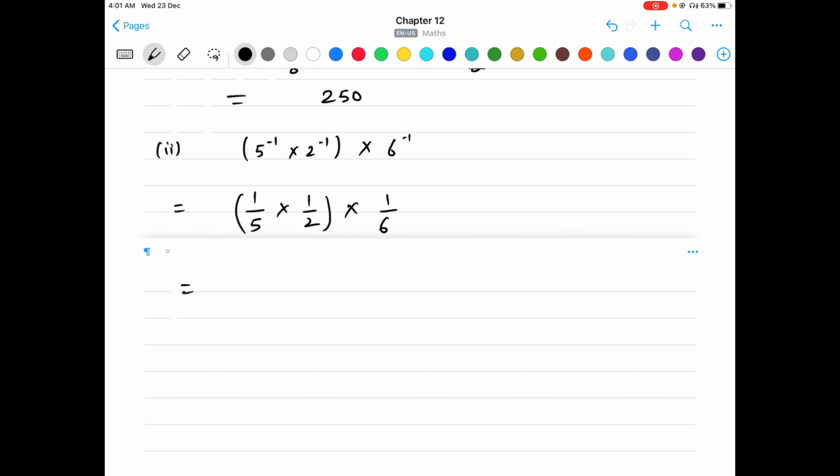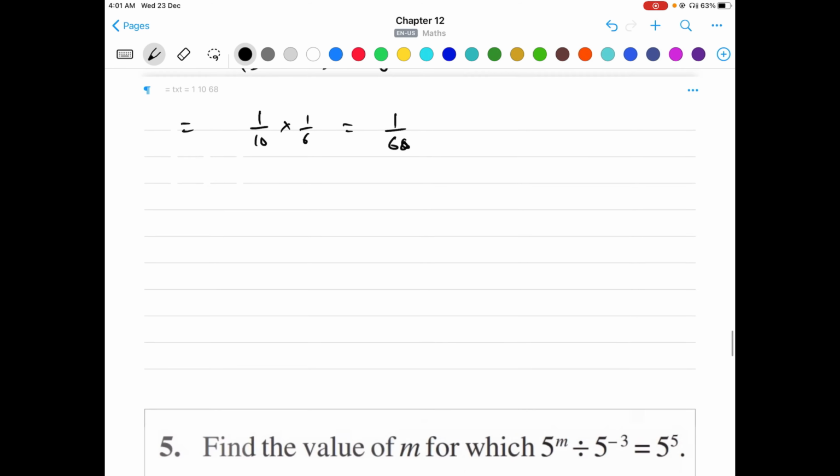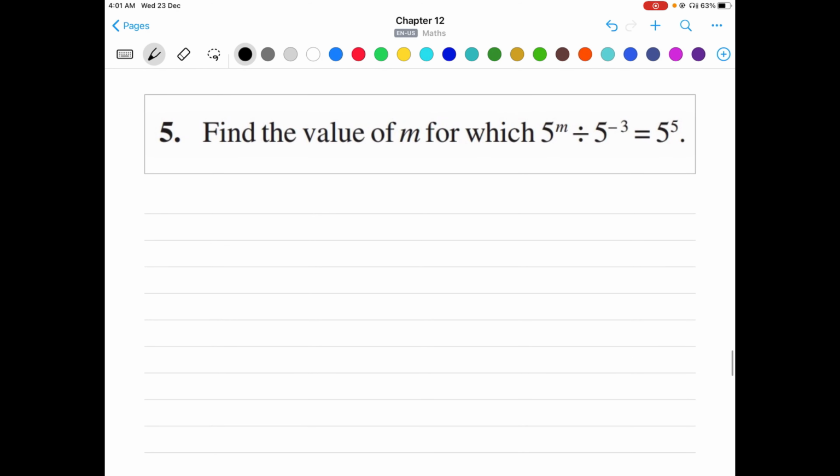Now let's multiply all the numbers. This will be 1 by 10 multiplied by 1 by 6. It will be equal to 1 by 60. Okay, 5 into 2 is 10 and 10 into 6 is 60. So the answer is 1 by 60. That's the answer for question number 4.